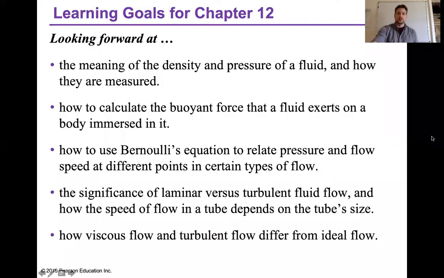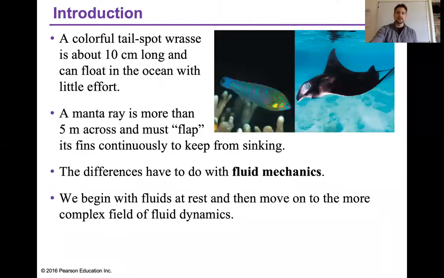A summary of what's coming. That's for your reference. I'll post these slides like normal. Let's talk about fluid mechanics. We'll start with fluids at rest and then talk about fluids in motion.